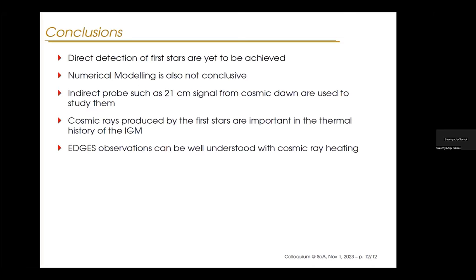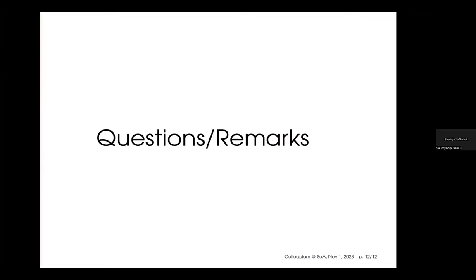Okay, so just let me finish. We don't have a direct detection of the fast stars yet, and the numerical simulations are not yet giving any conclusive result. Hence, to probe the physical nature of the fast stars, we have to use indirect observations such as the 21 centimeter signal and the cosmic rays produced by those fast stars. They are going to alter the thermal history of the intergalactic medium, and so the detected signal can be explained with the help of cosmic ray heating. Thanks.